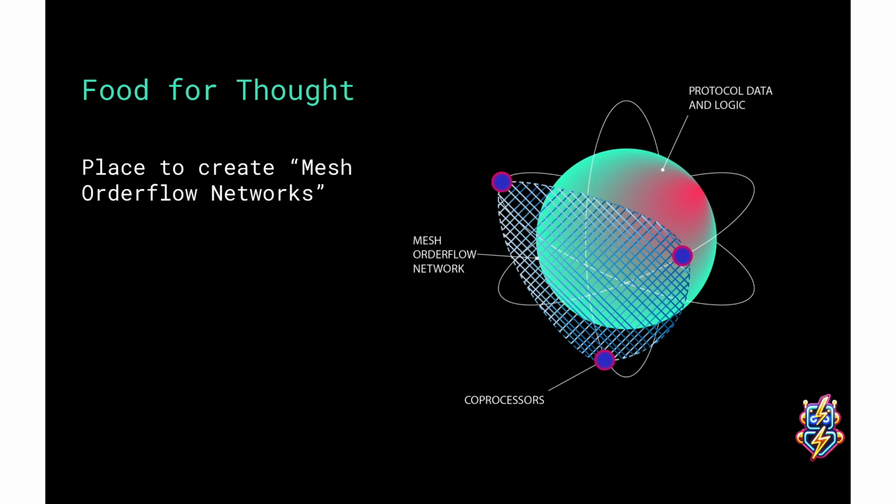Some potential food for thought. SUAVE is a place to create mesh order flow networks. These are order flow layers that are defined between various coprocessors. Right now, we only offer TEE-based coprocessors, but in the future, you can imagine MPC or perhaps even distributed key-generated coprocessors which live on your phone.